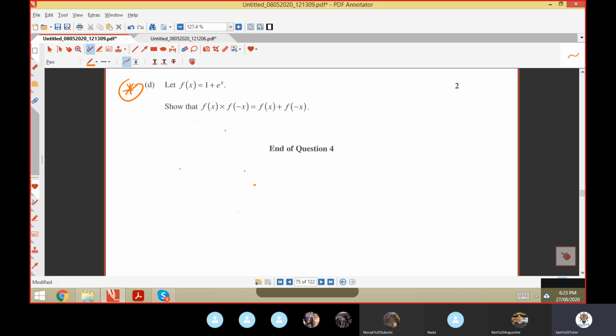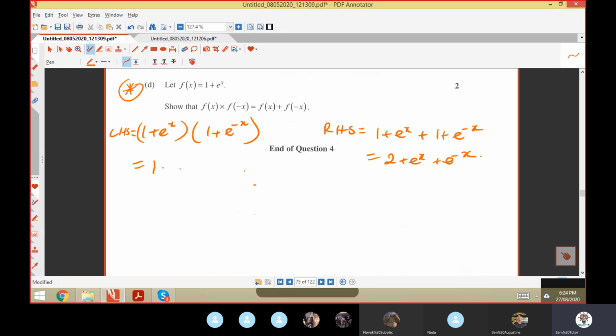Oh, LHS because RHS. Yeah, this is what this is, and they're the same. What are you? f(x). I get 1 plus e^x, left-hand side, multiplied by 1 plus e^(-x). Right-hand side, 1 plus e^x plus 1 plus e^(-x). That's the right-hand side. Left-hand side, you end up with 1 times 1 is 1.